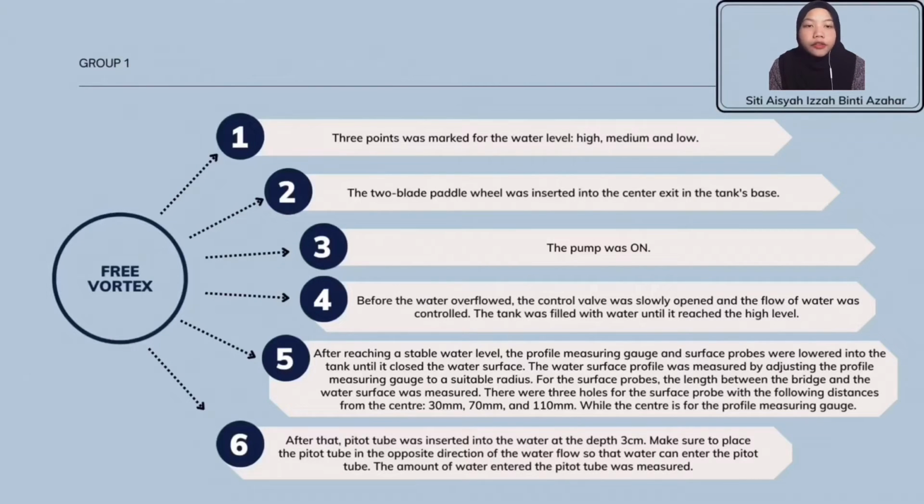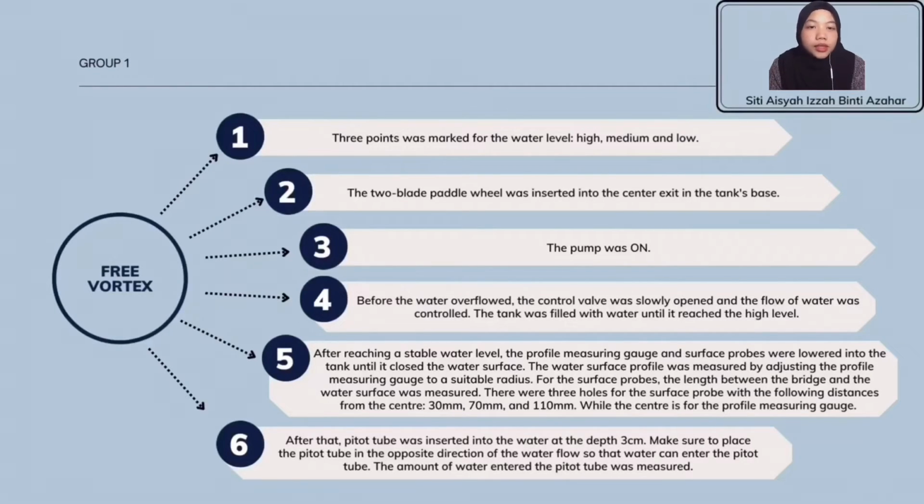Number 5, after reaching a stable water level, the profile measuring gauge and surface probes were lowered into the tank until close to the water surface. The water surface profile was measured by adjusting the profile measuring gauge to a suitable radius. For the surface probe, the length between the bridge and the water surface was measured. There were 3 holes for the surface probe with the following distances from the center: 30 mm, 70 mm, and 110 mm, while the center is for the profile measuring gauge.